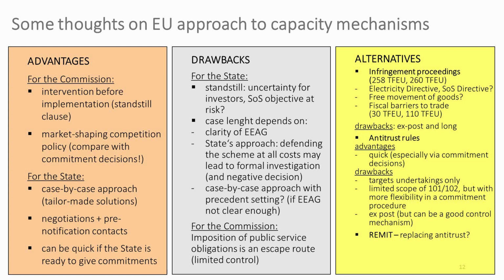And now, are there alternatives to state aid control? Well, the Commission could start an infringement procedure against a member state for non-compliance with EU law. And there are several potential provisions that could serve here as a legal basis. This could be sector directives, but also treaty provisions on free movement of goods or fiscal barriers to trade. However, this can also be a very long route, especially if the case is taken to the Court of Justice. Another drawback is that the Commission can start this procedure only once a capacity mechanism is actually implemented.